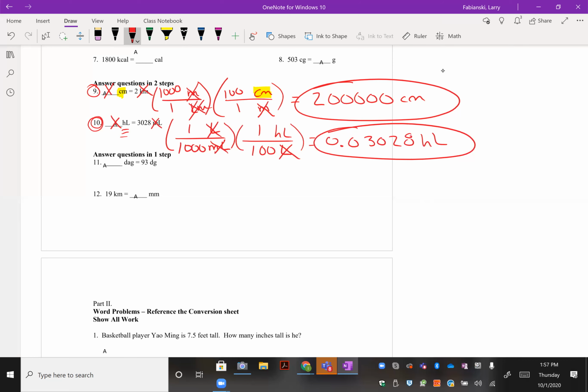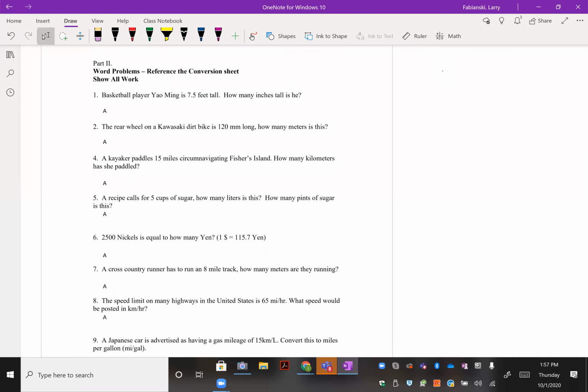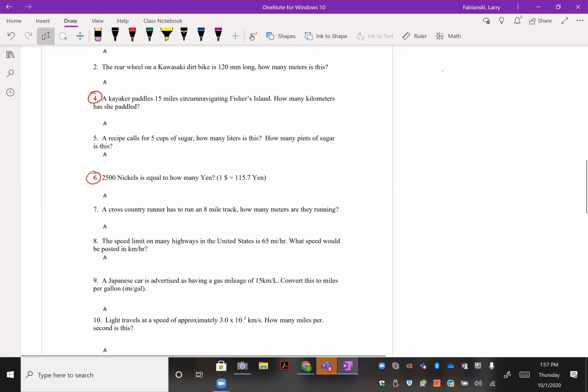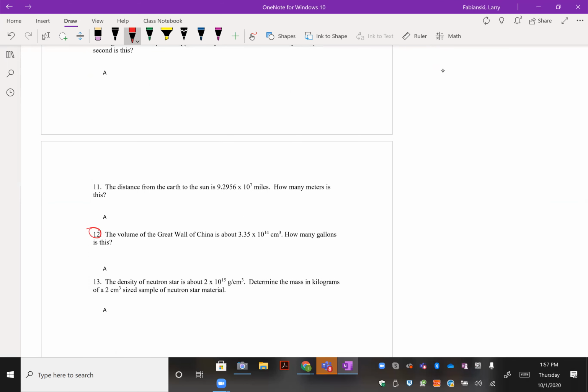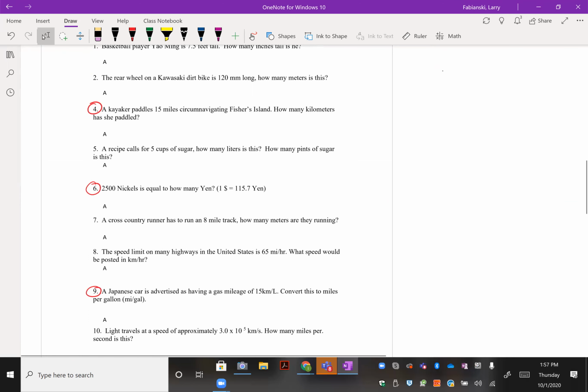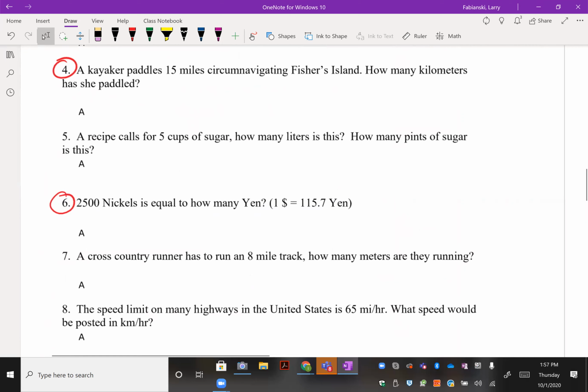Continuing with dimensional analysis practice number 1, we are going to do questions number 4, number 6, number 9, and number 12, just to jump around a little bit. All right, let's enlarge this. A kayaker paddles 15 miles circumnavigating Fisher's Island. How many kilometers has she paddled?